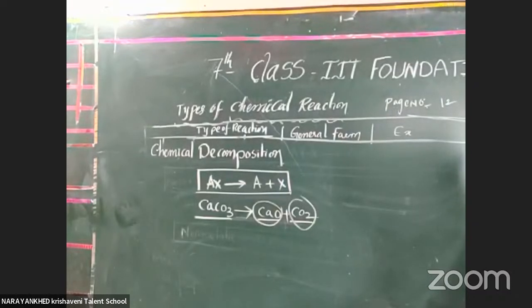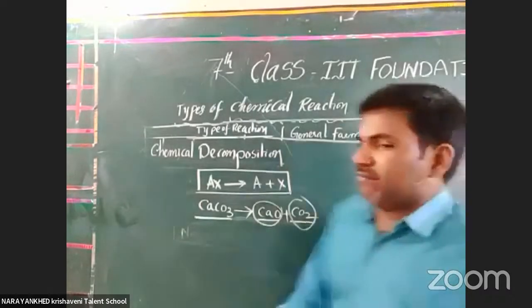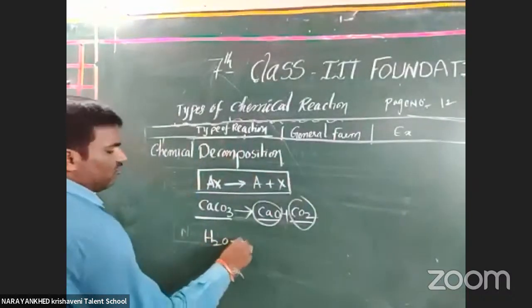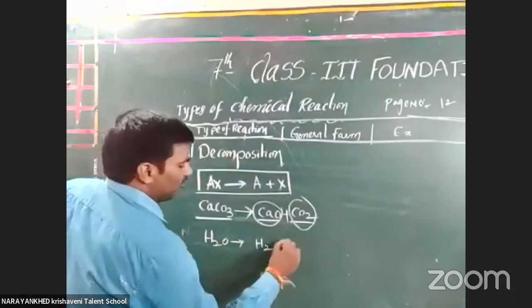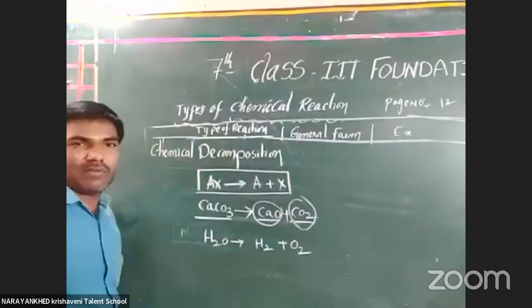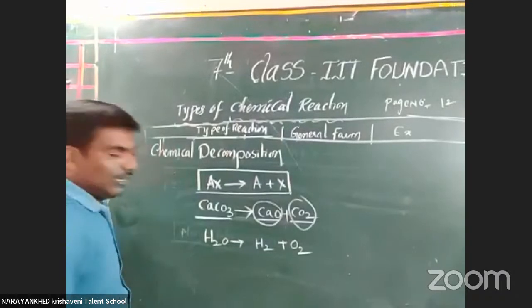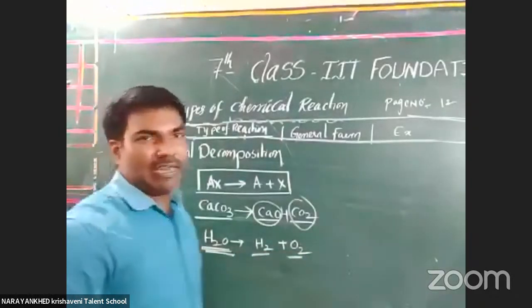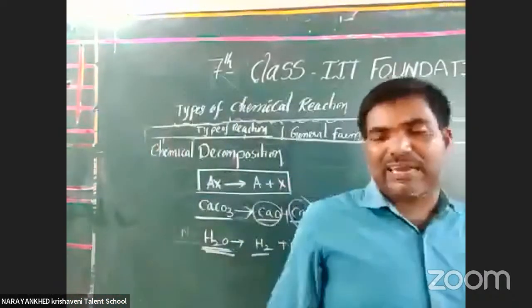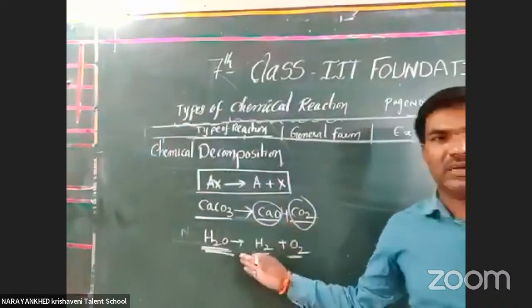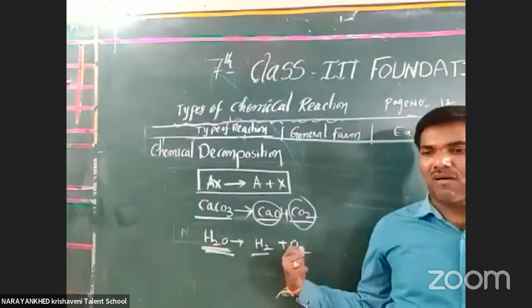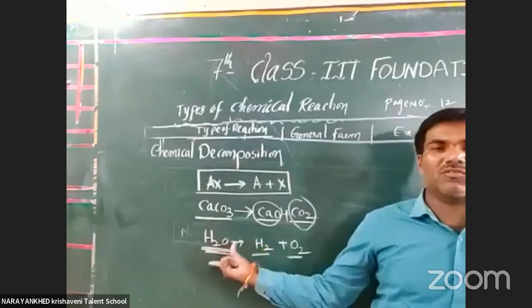And suppose you take water. Okay, clear or not, all the students? When you take water and go through the electrolysis process, H2O is divided into hydrogen and oxygen. Okay, clear or not? It occurs when we pass electricity through the water in particular conditions: it forms hydrogen and oxygen. Okay, clear? What did you understand from this one?